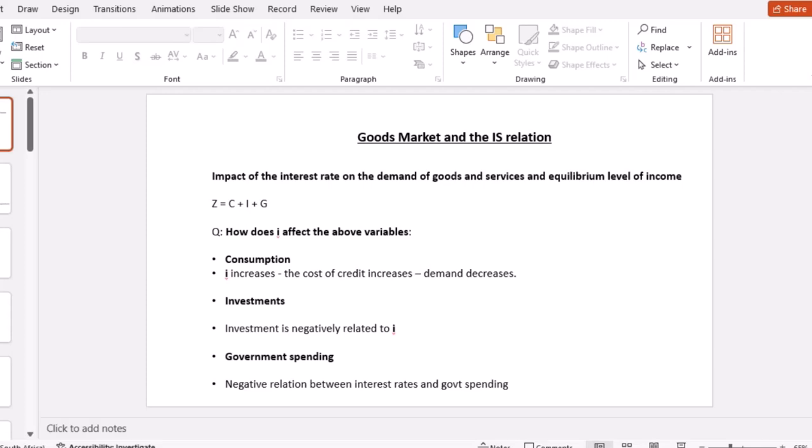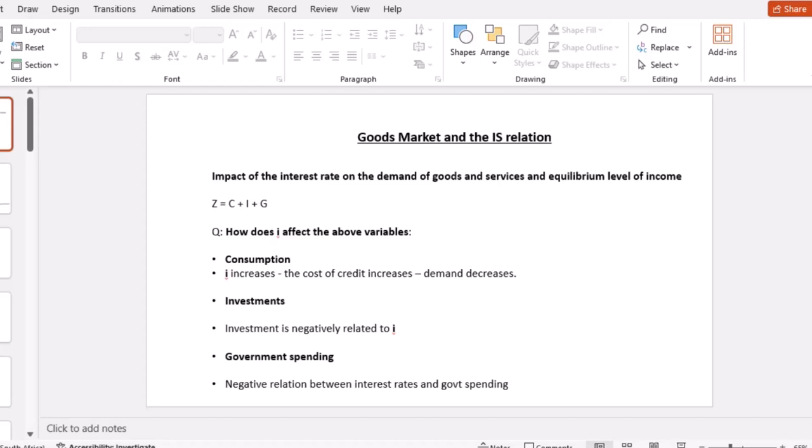So we need to know what is the impact of interest rates on the demand for goods and services and the equilibrium level of income. What is the impact of interest rates on the demand for goods and the level of income and output Y? We know that your demand for goods Z is equal to C plus I plus G. Your C plus I plus G is your autonomous spending. C has two parts to it, autonomous and induced. Investments have two parts to it, autonomous and induced. And government has only one part. Government is entirely autonomous or exogenous.